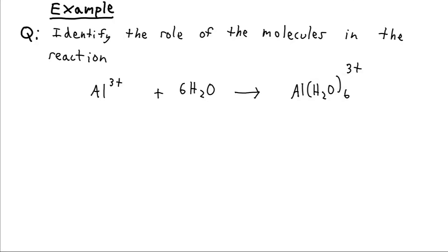Let's look at another example where we have aluminum 3+ combined with water. And we get something kind of crazy here. Aluminum complexes with 6 water molecules. Water molecules don't have any charge, so we're still going to have that +3 charge that we started off with. So what's going on here?